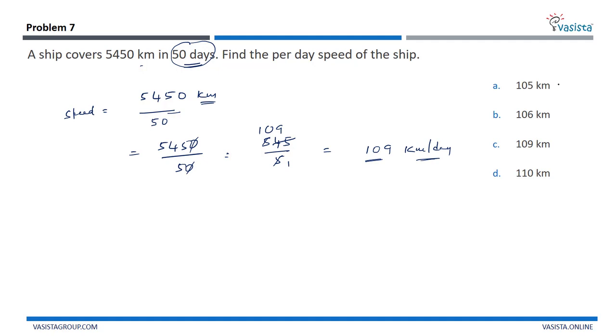This is per day. The answer here is C. The ship covers 5,450 km at a speed of 109 km per day in 50 days. Hope you understood.